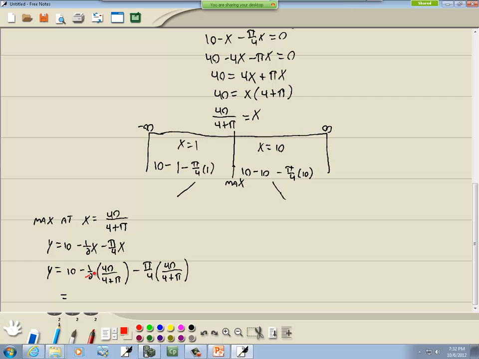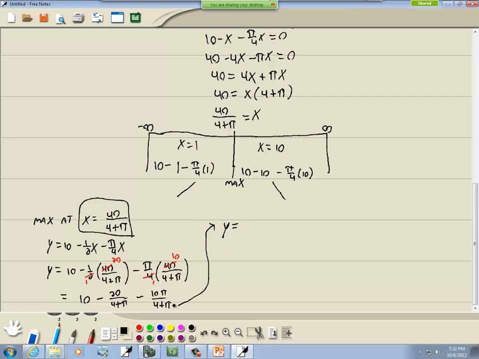Well, 2 and 40, 2 divided by 2 is 1, 40 divided by 2 is 20. And then over here, 4 and 40, 4 divided by 4 is 1, 40 divided by 4 is 10. So we're left with 10 minus 20 over 4 plus pi minus 10 pi over 4 plus pi. Okay, so we got this one right here. So now we'll do y.